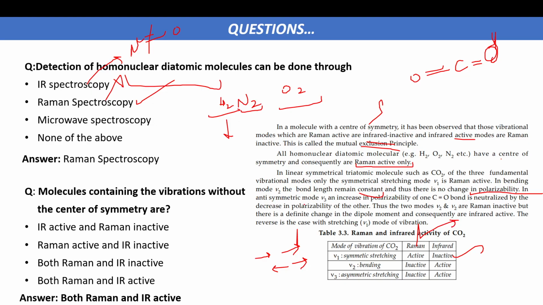And in the other, antisymmetric mode, there will be an increase in polarizability because it is in different directions. So there will be an increase in polarizability in one bond that is neutralized by the decrease in the polarizability of the other. So these two are Raman inactive while they are IR active. So these two are the same, while in the symmetric one it is different. These are the three modes in case of CO2. Next, molecules containing vibrations without a center of symmetry, we already discussed, will be both Raman and IR active.